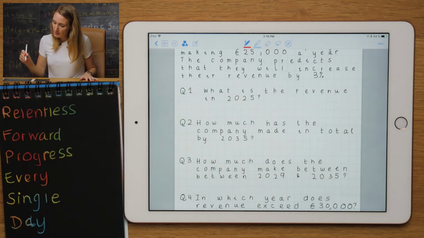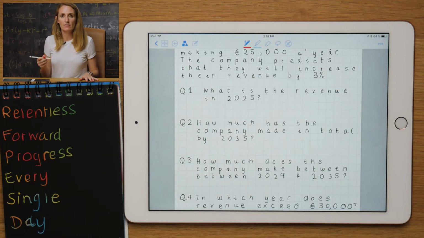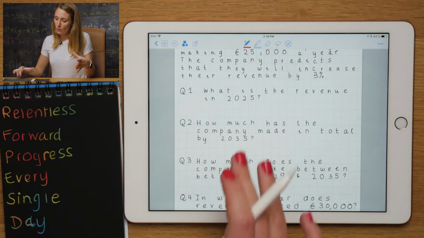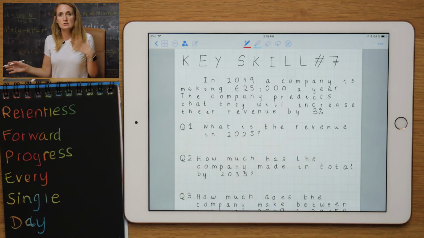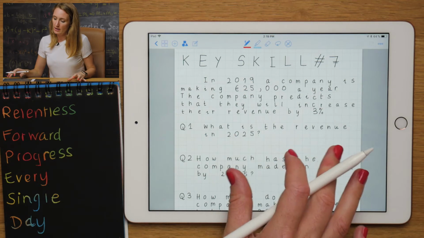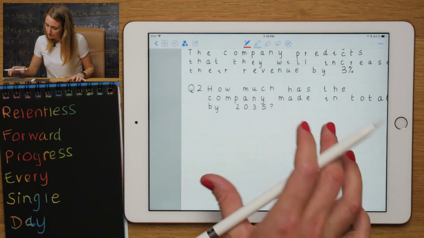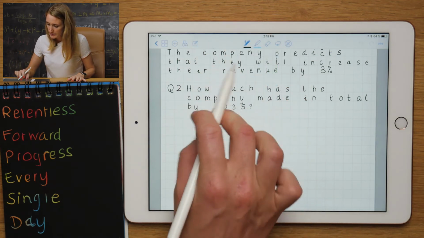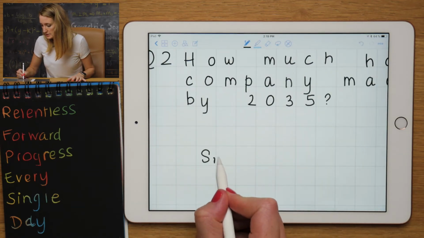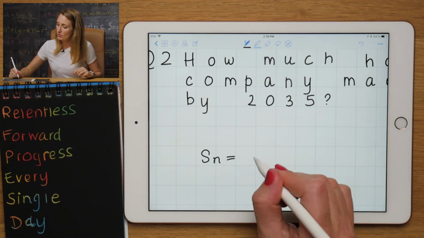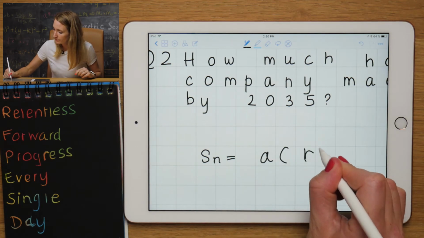How much has the company made in total by 2035? When they start talking about altogether in total, adding up all of the payments, it's not what did they get paid in 2035, it's if they save all the money from 2019 to 2035, how much money have they got in their very big, at this stage, piggy bank. So we're talking about sum. Now in our situation, the sum is going to be with r bigger than 1 because r is 1.03, so I'm going to use this formula.